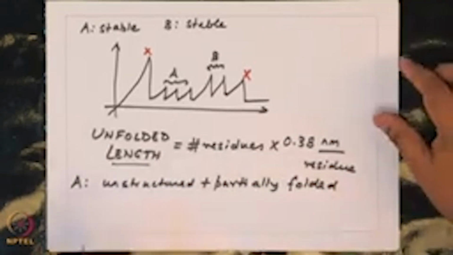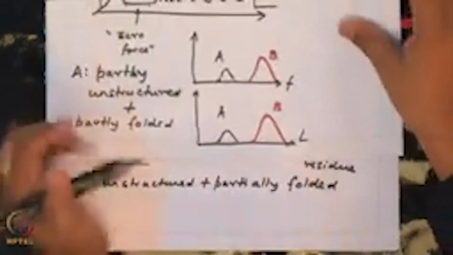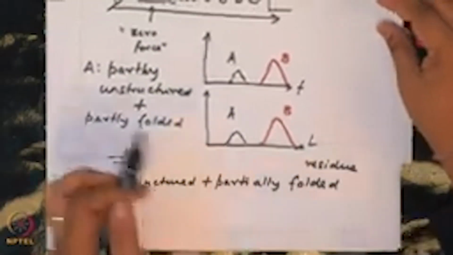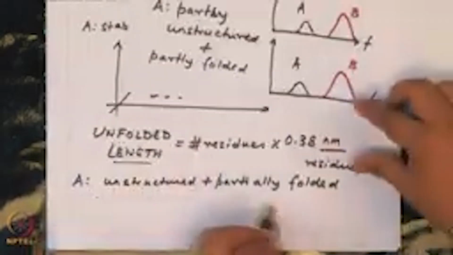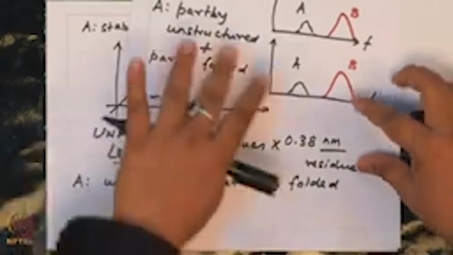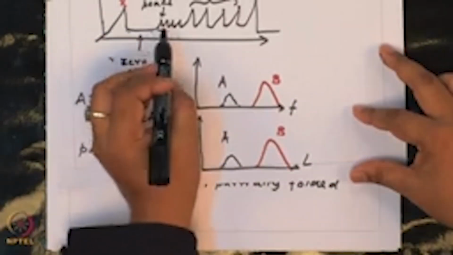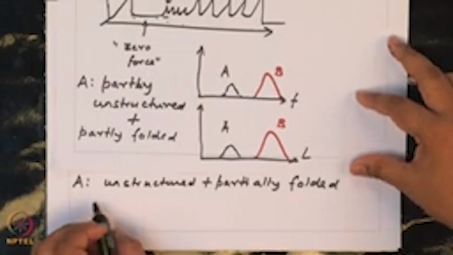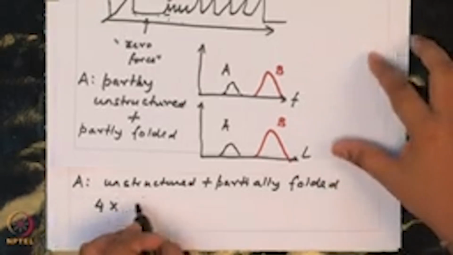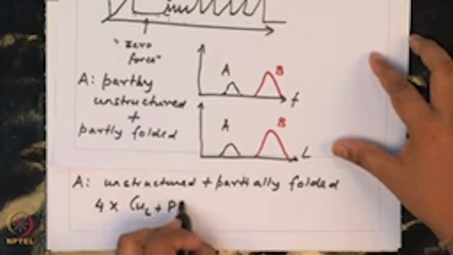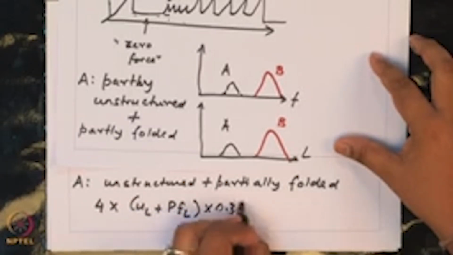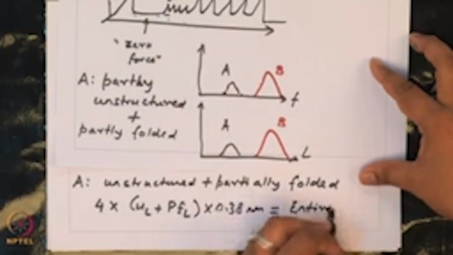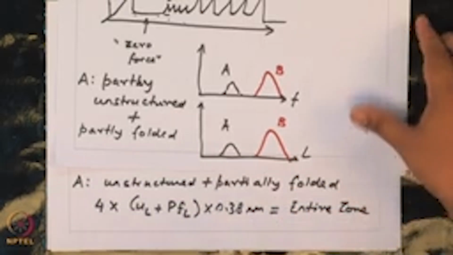Then you can know for sure whether in this case your protein A forms these two parts, because you can add up this length and this length. For these two put together you must get the overall unfolded length. For the case I have drawn here, I have shown 4 peaks, small peaks, and one unstructured length. So, you know that 4 times unstructured length plus partially folded length into 0.38 nanometers should give you the entire length.